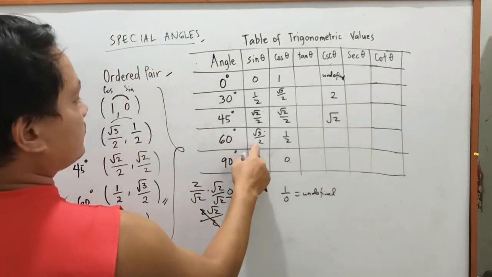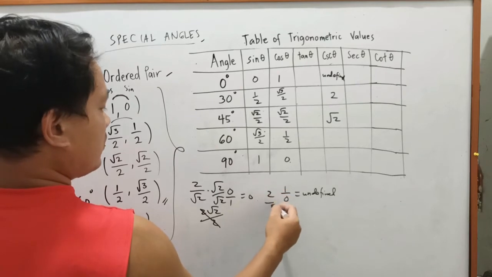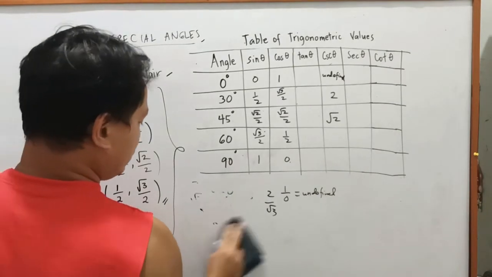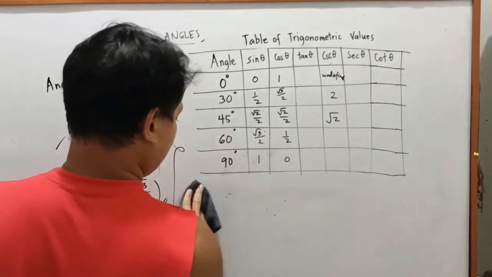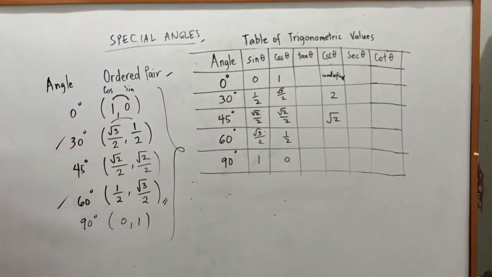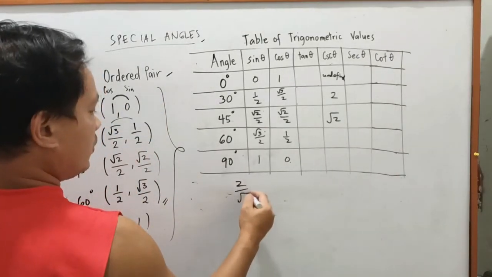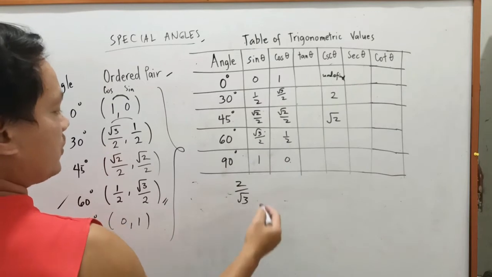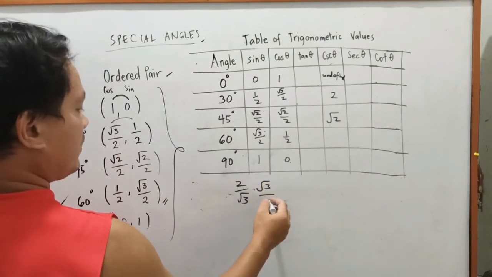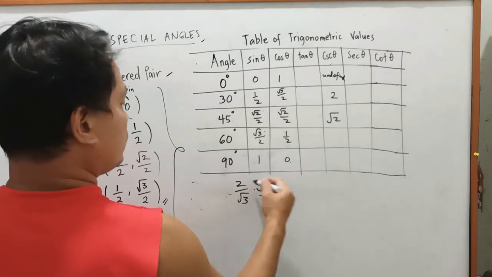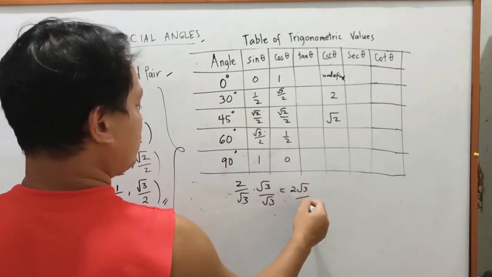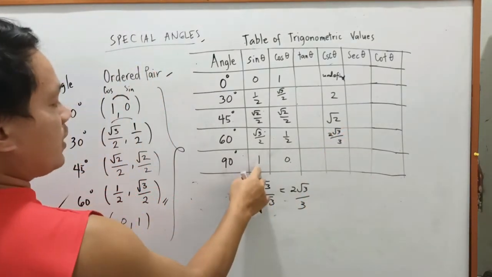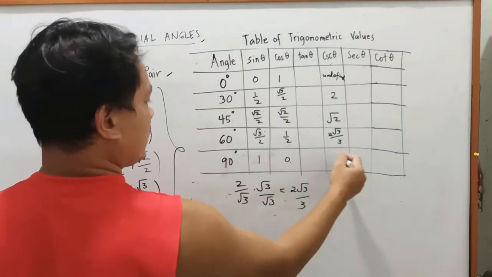Okay, how about this one? Reciprocal is 2 over square root of 3. Rationalize, multiply by square root of 3, the result will become 2 times square root of 3, that is 2 square root of 3 over 3. How about this one? Reciprocal of 1, 1 over 1, still 1.